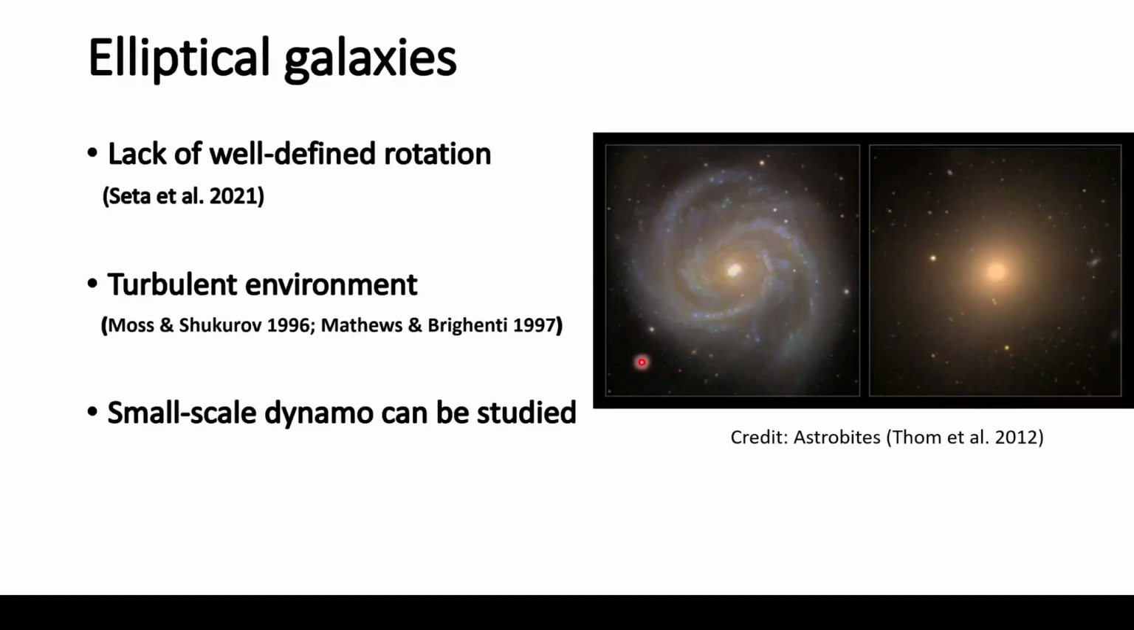In this image, the differences between a spiral galaxy and an elliptical galaxy are shown. It is clear that the large-scale dynamics such as the well-defined rotation which shaped the arms of a spiral galaxy are absent in an elliptical galaxy. Additionally, type 1a supernova explosions create a turbulent environment. Thus, the turbulent small-scale dynamo amplifies the magnetic fields present in an elliptical galaxy, and observationally probing the magnetic fields of an elliptical galaxy would mean that we are probing the action of a small-scale dynamo.